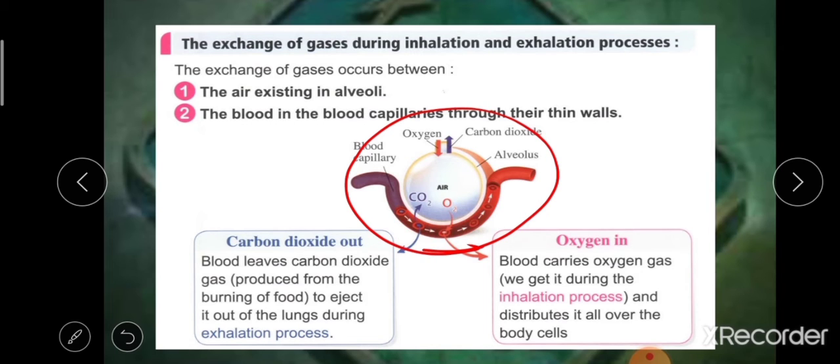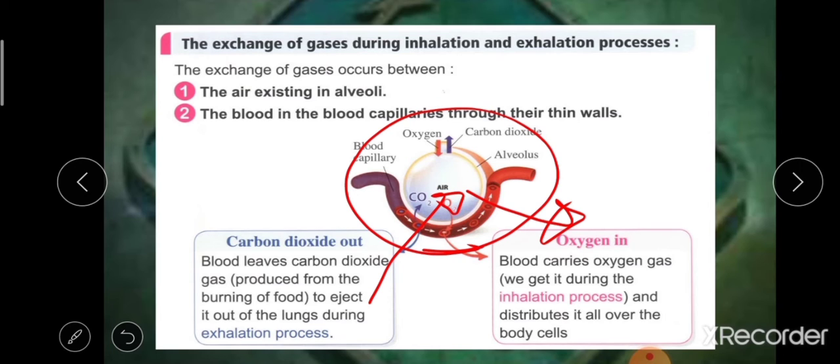The exchange of gases, how does it happen? The blood in the blood capillaries first takes oxygen gas and distributes it to all body cells. In the cell, the respiration process, or burning of the food, takes place, and then the blood takes the carbon dioxide gas and water vapor and gives it to the air sacs, or alveoli, to get rid of it through the exhalation process.